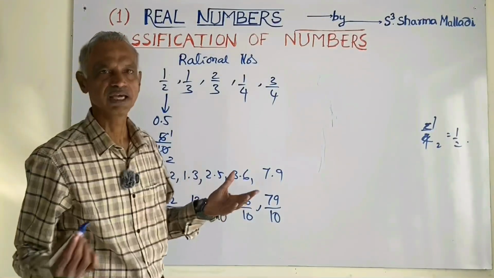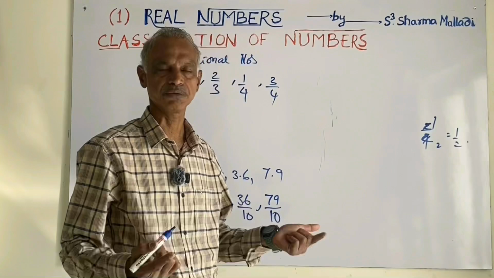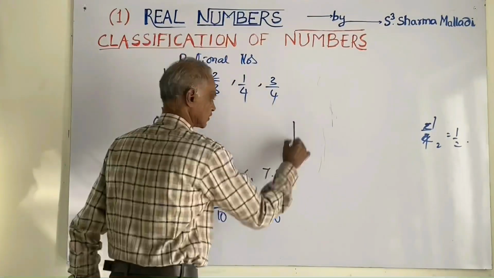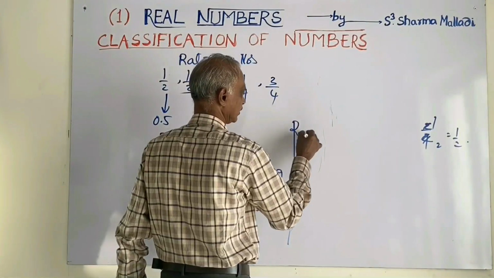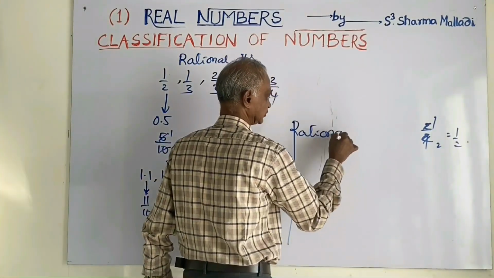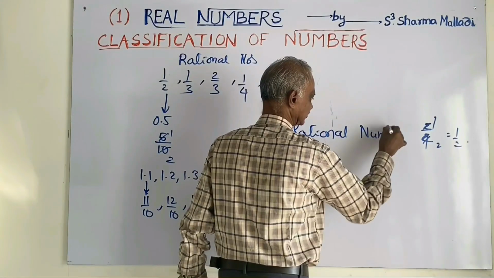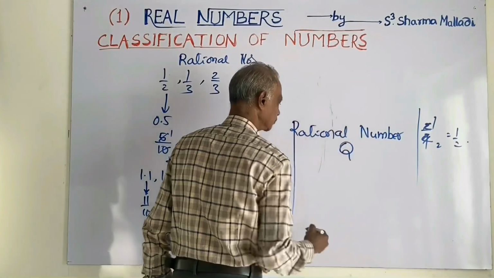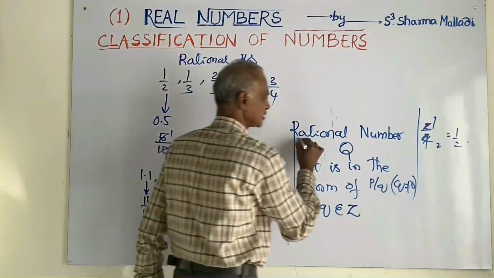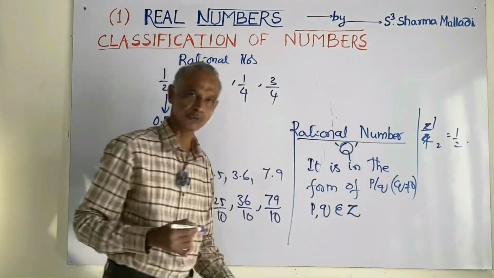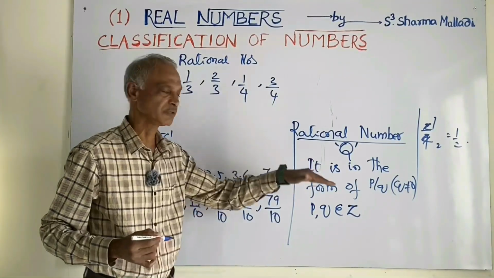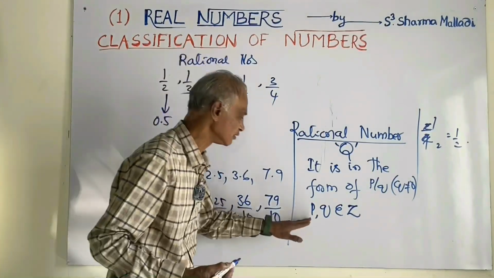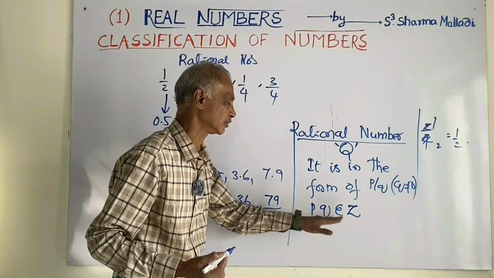What is a rational number? A rational number is in the form of P by Q, Q is not equal to 0, where P and Q are integers. See, I will write the definition of a rational number. A rational number is represented by Q. It is in the form of P by Q, Q is not equal to 0. The denominator should not be equal to 0, and P and Q are integers.